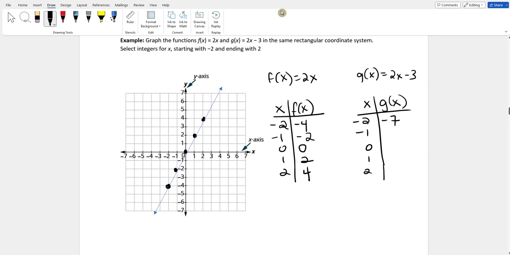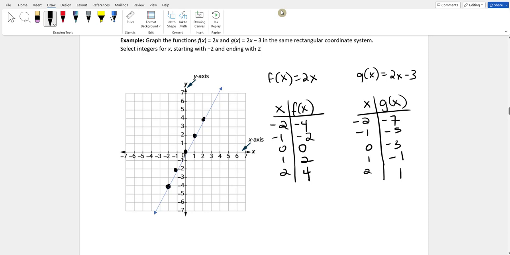Once I do -1, we know that 2 times -1 is -2. Subtract 3, we get -5. When I plug in 0, I'll get -3. When I plug in 1, I get -1. And when I plug in 2, I get 1.